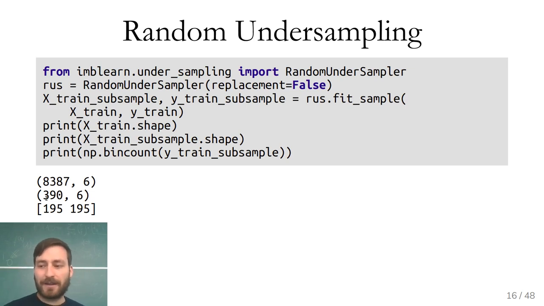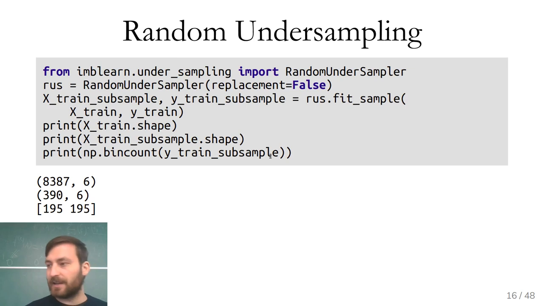After the subsampling, the data set is much, much smaller, only a 20th of the size. It's only 390 data points, and these 390 are 195 positive and 195 negative. So basically, this original data set had 195 of the minority class, and we randomly subsample until we also have 195 in the majority class, and the data set is balanced.